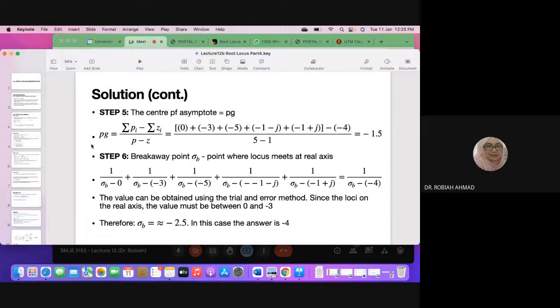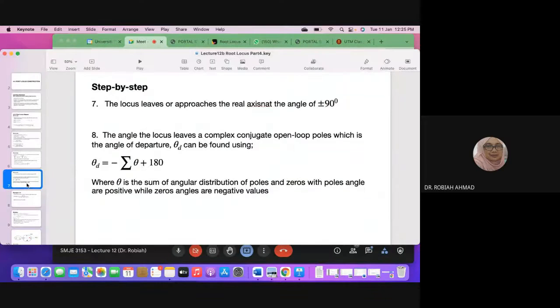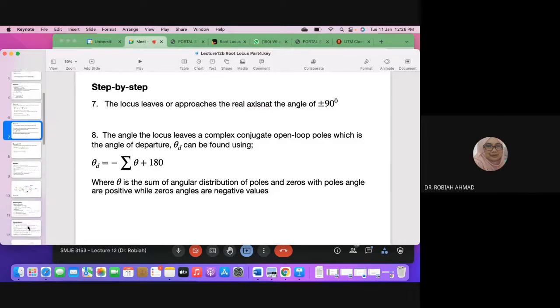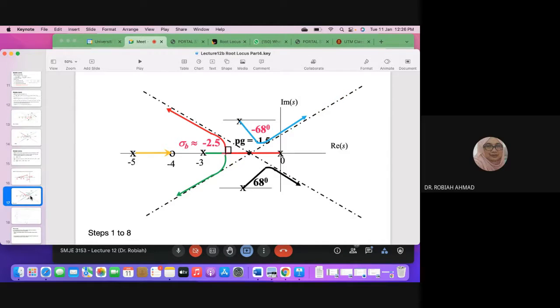Yes, Doctor. I want to ask about step 7. The slide before that, the one that has been drawn. Okay, here. This one. So the red line and the green line will meet at the breakaway point, right? Yes. So I don't know which one will go up and which one will go down. Usually, the first one will go up. This one is P1 and this one is P2. The first one will go up, the second one will go down.